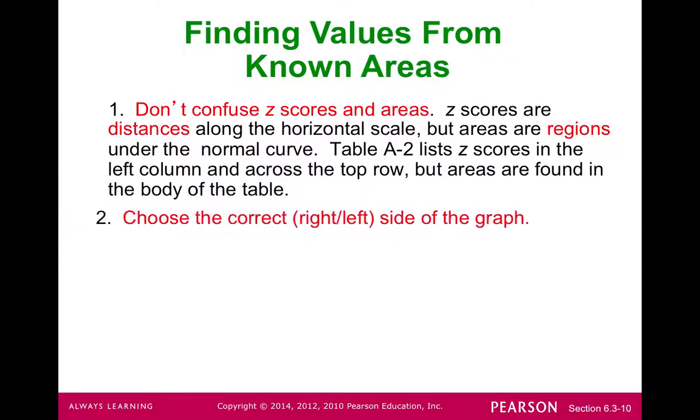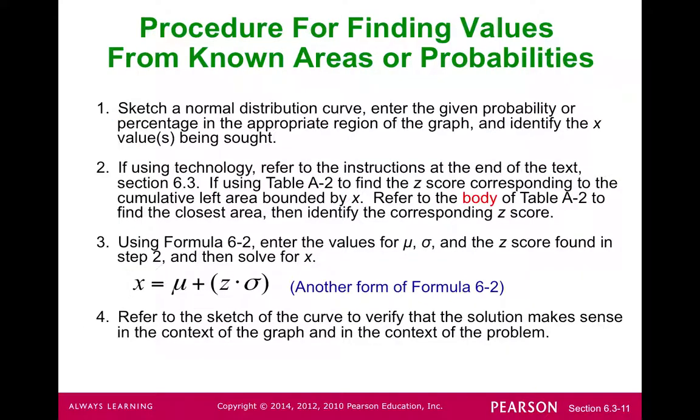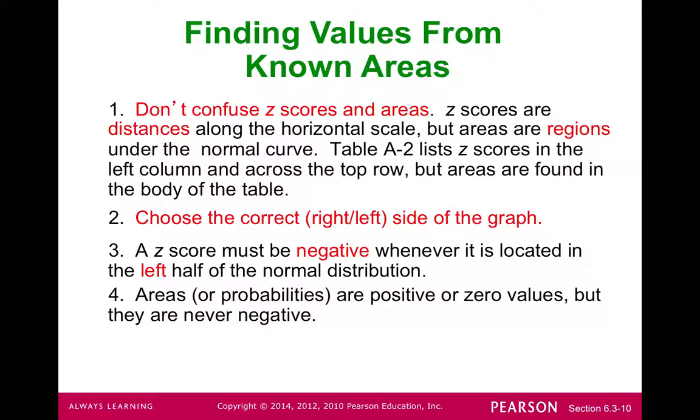Okay, a couple of things that I want to point out, though, before we jump into that. So you don't want to confuse z-scores and areas. Z-scores are distances along that x-axis, and areas are regions under the curve. So those are not the same thing. Z-scores and areas are two separate things. You want to make sure that you're choosing the correct side of the graph, whether you're to the left of your z-score, which is what the table will give you automatically, or to the right, meaning that you need to then subtract from 1 your left-hand side to solve for that right-hand side.